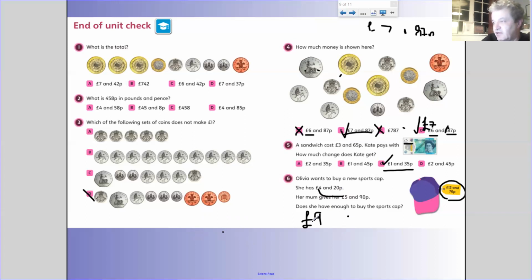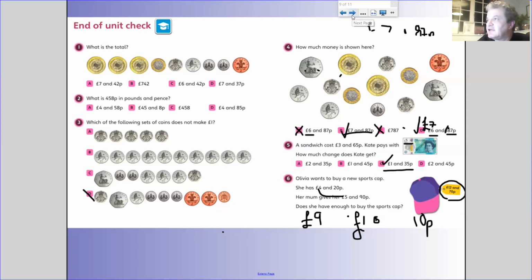So Olivia's already got £9. Add the £1, £10. And then the pennies would be 10 pence. So the answer to this question, £10 and 10 pence. Olivia would definitely not have enough money to buy that sports cap. How much more money would she need? She'd need another £2 and 60 pence. Okay, so I've gone through a few of the type of problem questions that you might face in maths.